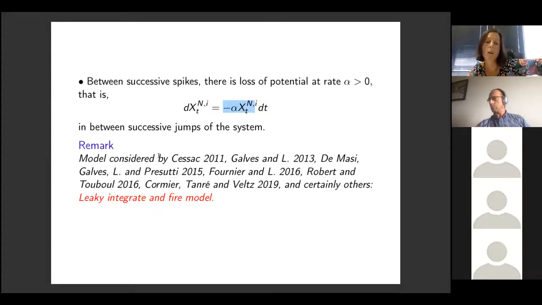This is a model that I first saw in papers by Bruno Cessac in discrete time. Then we started working on it together with Antonio Galves, and started writing down the mean field limits in a series of papers. The first one was with Anna De Masi, Antonio, myself and Enrico Presutti in 2015. Then there is a follow-up paper by Nicolas Fournier, and a paper by Philippe Robert and Jonathan Touboul. Quentin will speak about that in the next talk also. It's a simple leaky integrate-and-fire model.